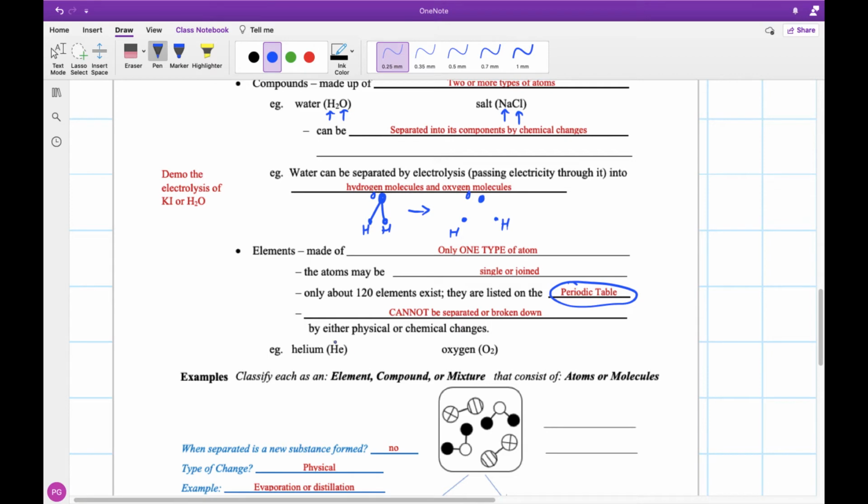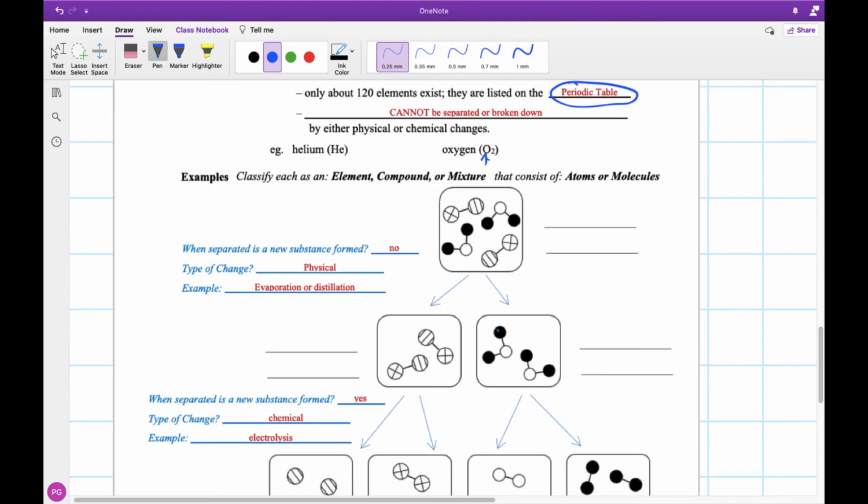So for example, helium is one of our elements. Oxygen, it doesn't matter if there's multiple oxygens. The important thing is there's only one type of atom. Unlike our water, where we've got a mix of hydrogens and oxygens, this is just oxygen, even if they're combined together. So let's go through a few examples here, and we'll go through elements, compounds, mixtures, and then look at atoms and molecules.